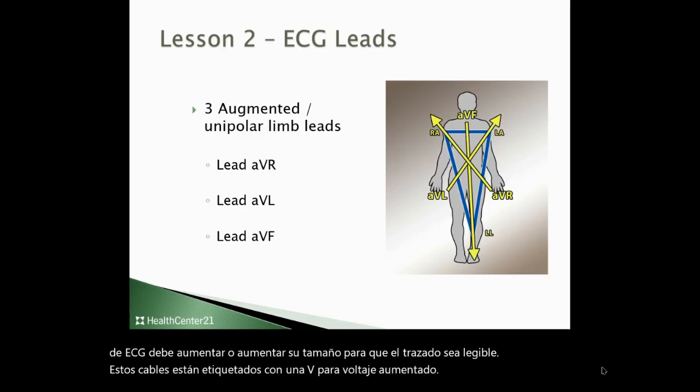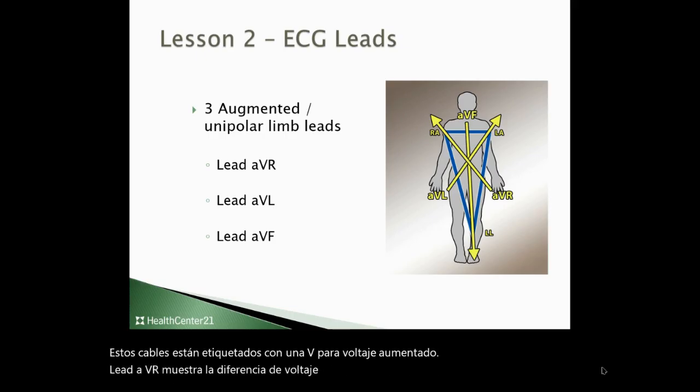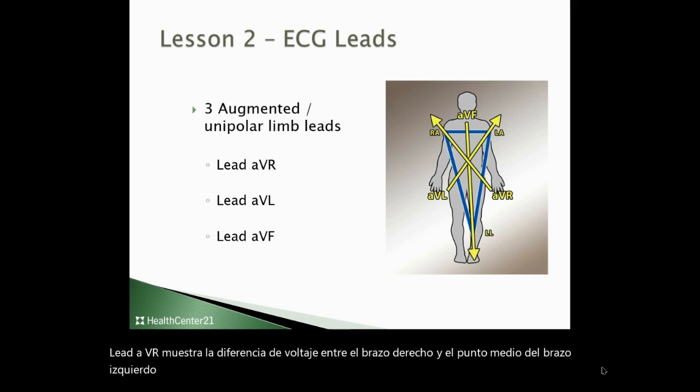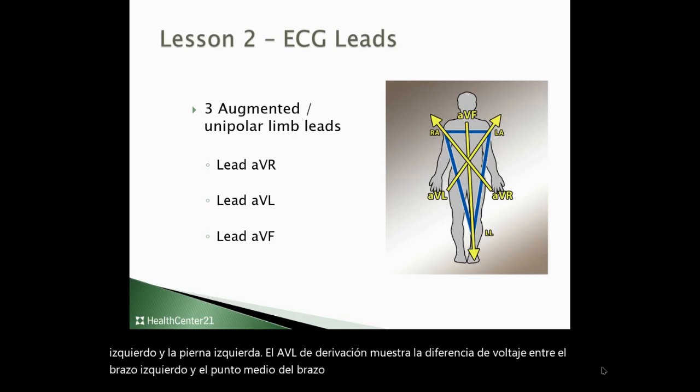Lead AVR shows the voltage difference between the right arm and the midpoint of the left arm and left leg. Lead AVL shows the voltage difference between the left arm and the midpoint of the right arm and left leg. Lead AVF shows the voltage difference between the left leg and the midpoint of the right arm and left arm.